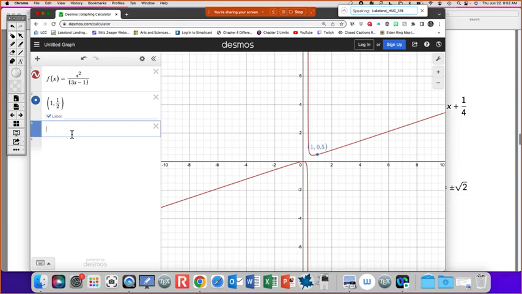My computer's running dangerously slow, which has me worried. But all right, let's fire up that tangent line. y equals, what did we get? We got a quarter x plus a quarter. Boom.